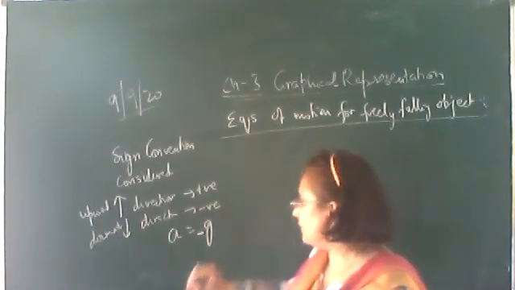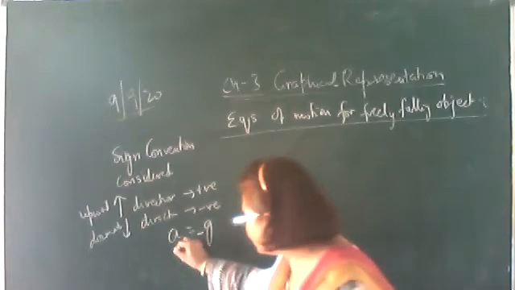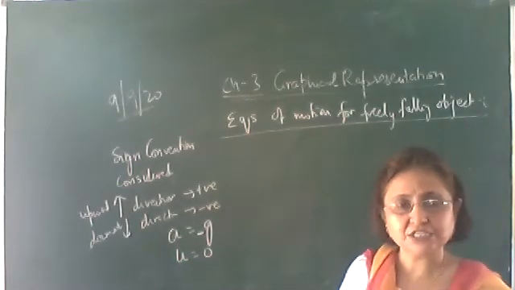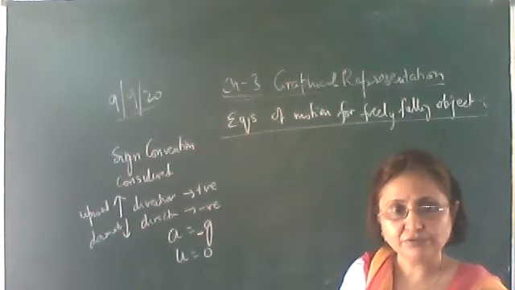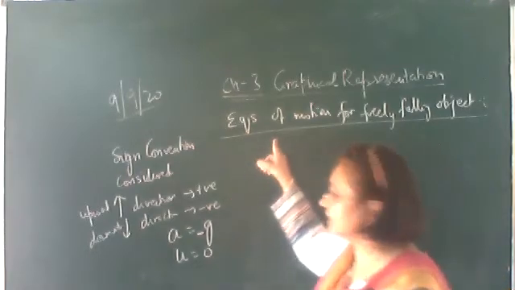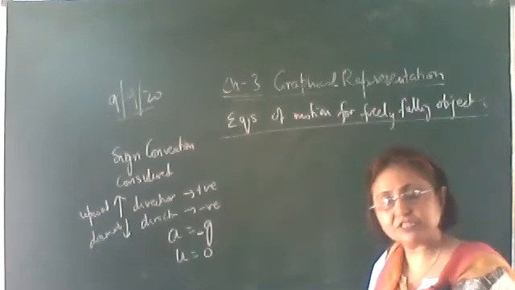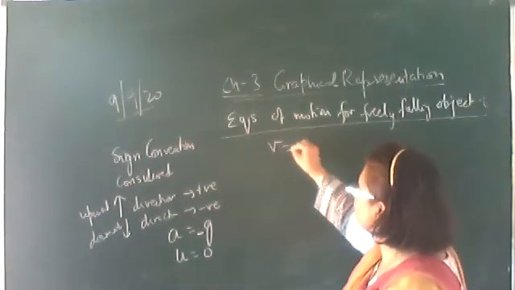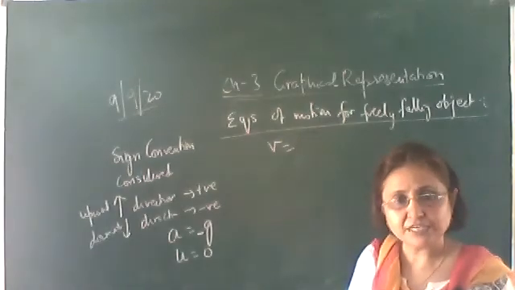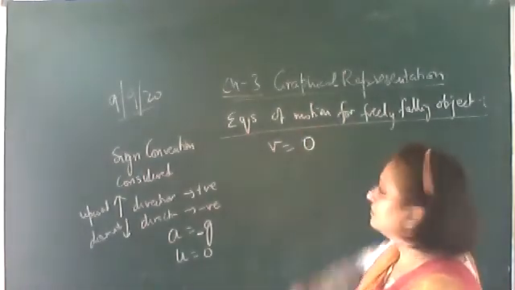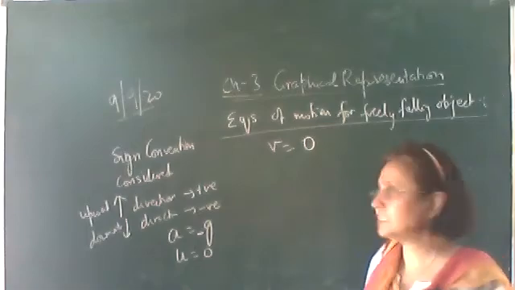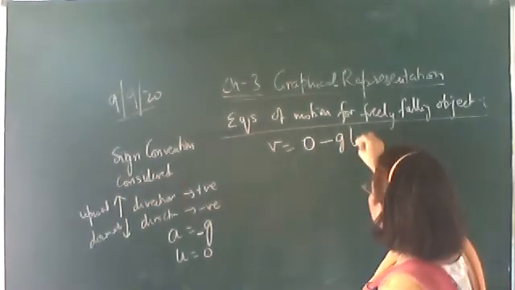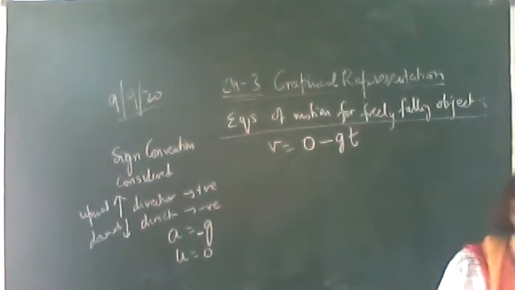Now before dropping the object, what is its initial velocity? Before dropping any object, its initial velocity is 0. So now let's write the equations of motion for an object which is falling down due to gravity. The first equation of motion is v = u + at. Here u is 0, since before dropping its initial velocity is 0, and acceleration is minus g. So the first equation is v = 0 - gt.